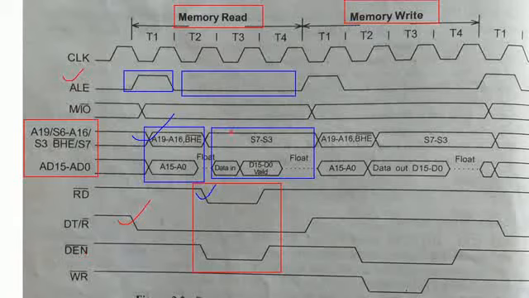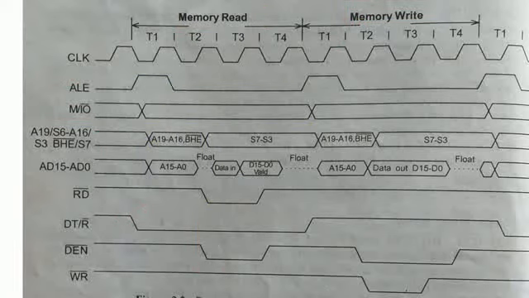Let us suppose I would like to perform the write operation. The same concept applies. During the first clock cycle, again ALE is going to be 1, and these lines act as the address lines. In order to perform the write operation into the memory device by the microprocessor, the concept is a little bit different.